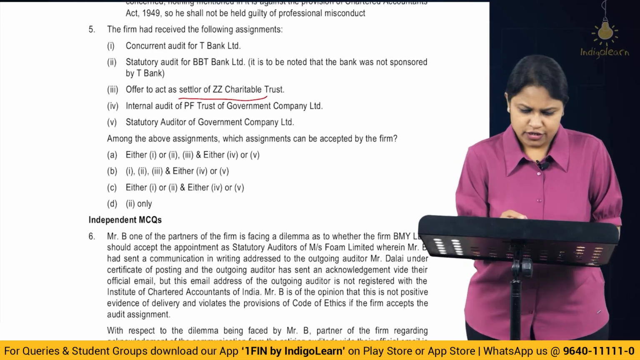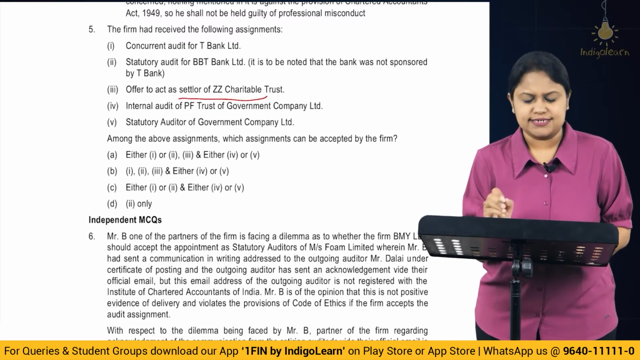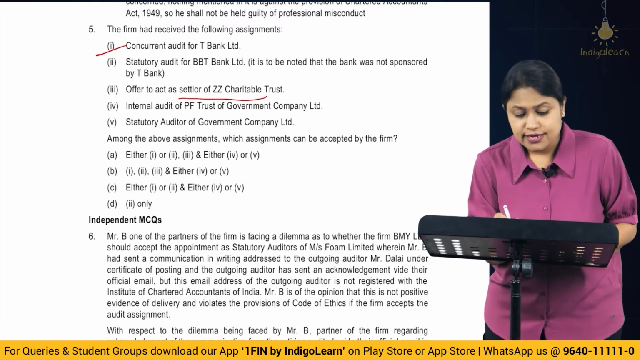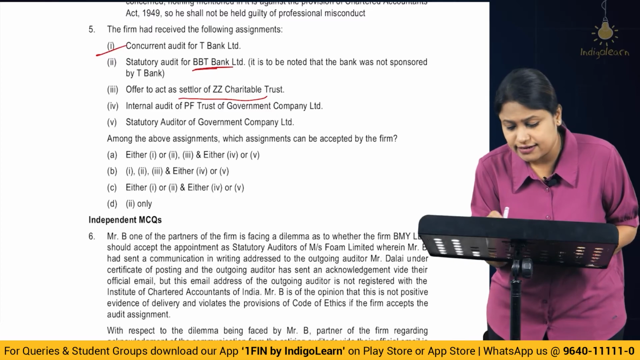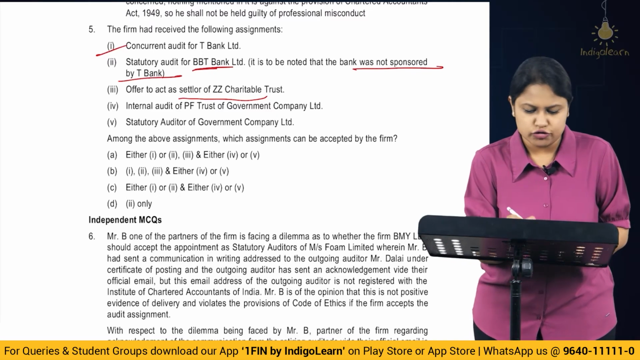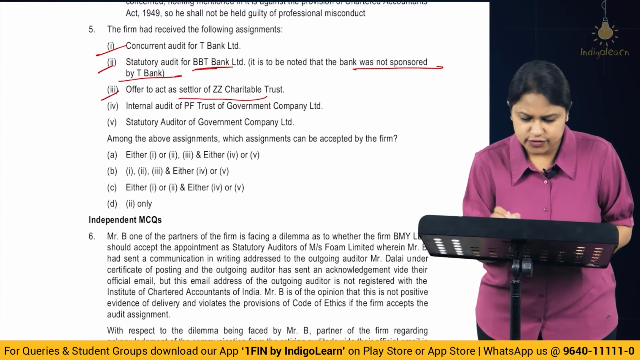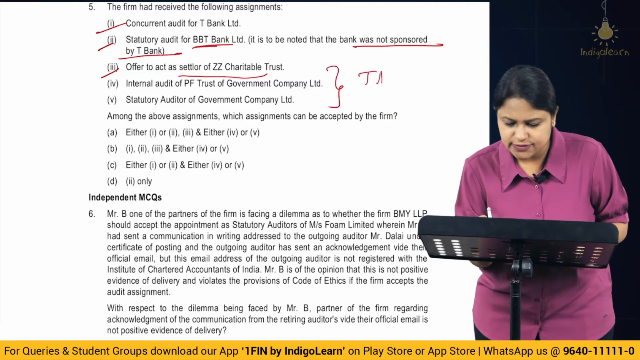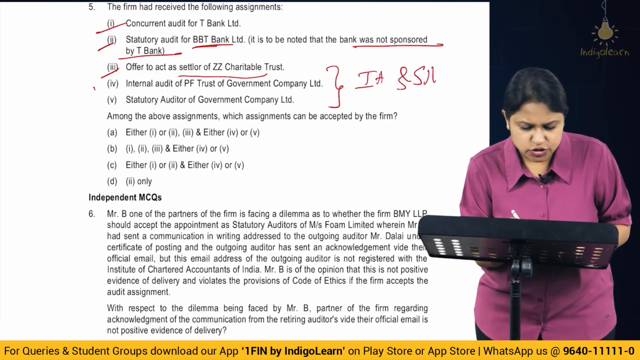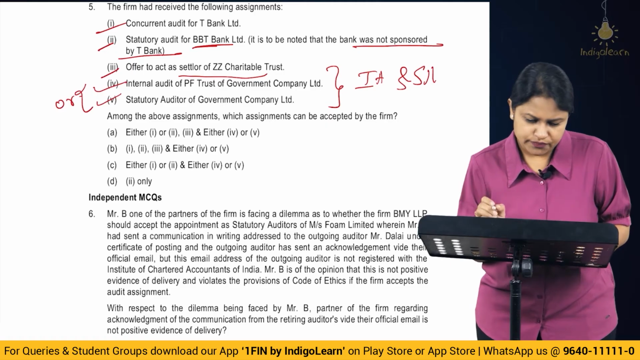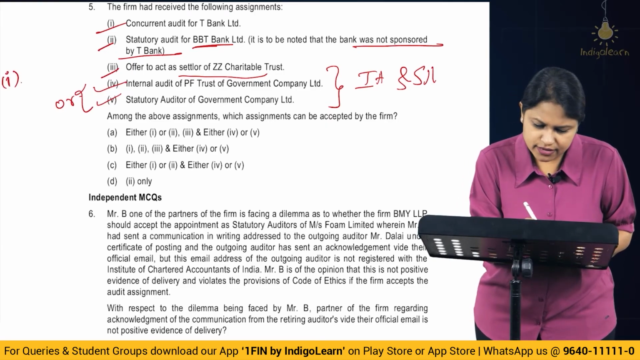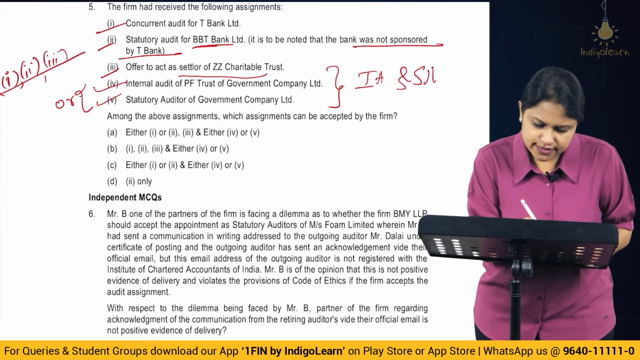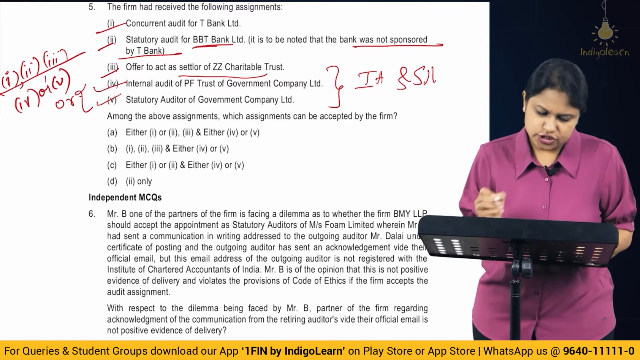So quite simple. First of all, understand that concurrent audit of a bank and statutory audit of the same bank cannot be done by the same person. So here you are doing concurrent audit of T Bank and the statutory audit of BBT Bank, and very clearly it is not sponsored by T Bank. So you can do both. You can act as a settler for ZZ Charitable Trust. You cannot at the same point of time serve as both internal auditor as well as statutory auditor. So out of these two, any one you can take up. So this has to be an "or". So the answer should be 1, 2, 3, these three you can, and 4 or 5. So this should be the answer.